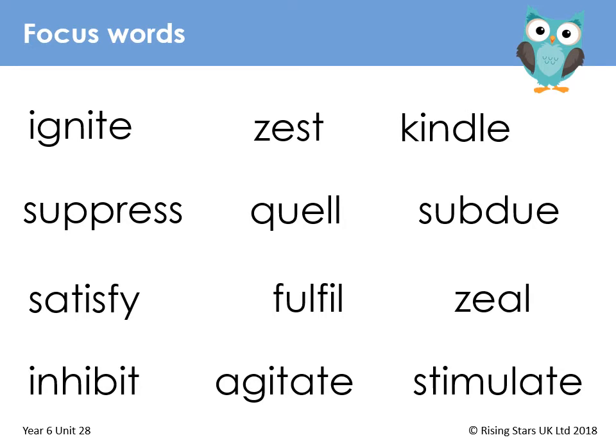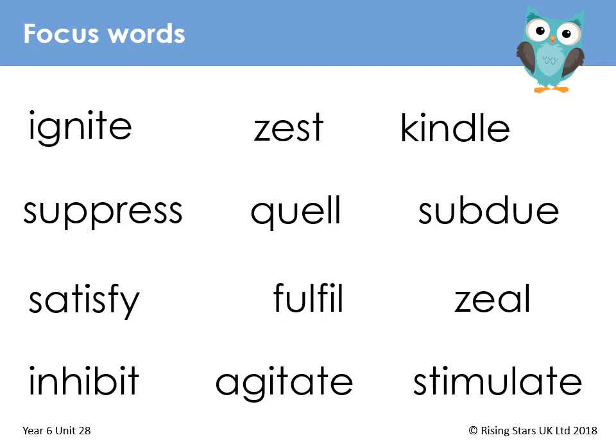So we've got ignite, zest, kindle, suppress, quell, subdue, satisfy, fulfill, zeal, inhibit, agitate, stimulate. So pause the video here and see how many you can define. And if you can, for example, define zest or kindle, can you define them in at least two different contexts?